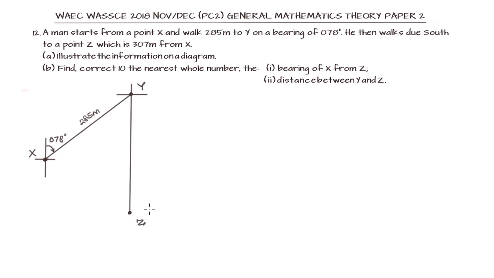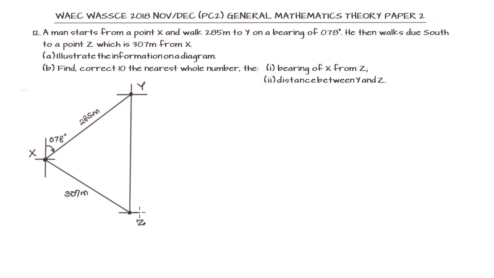This point Z. And we're told that Z is 307 meters away from X. So if you link back to X, that distance is 307 meters. So that's our diagram.